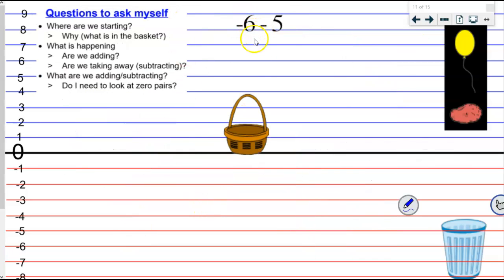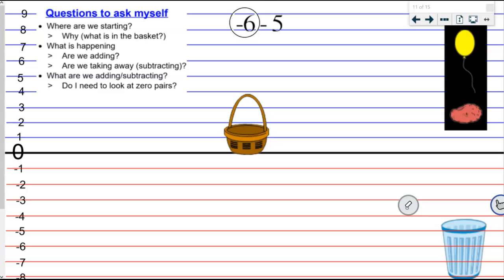-6 minus 5 is how I would say this problem. And I'm going to let students work on this with their groups just to review, make sure that they understand, and then we'll go over it together as a class. So pause the recording as you work on it on your own first. All right, where are we starting? I've highlighted it for you.